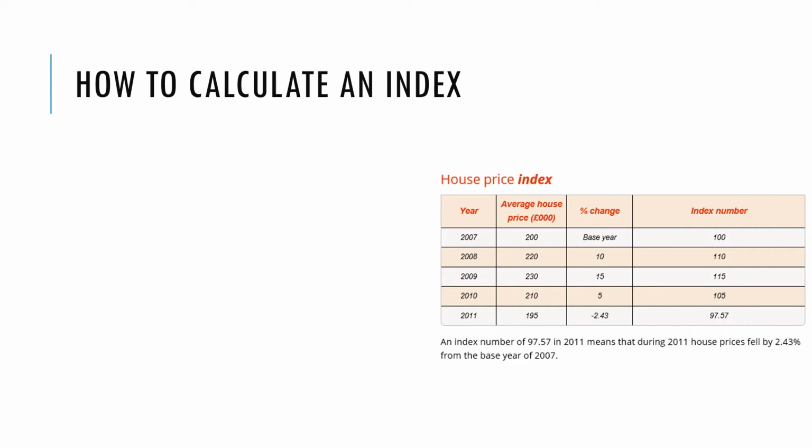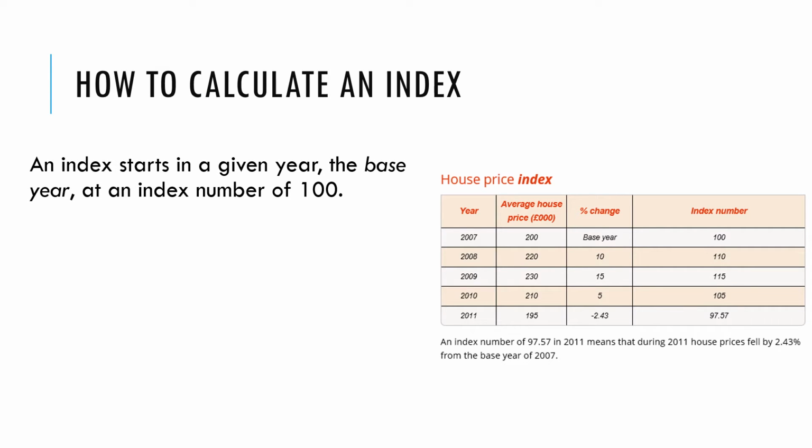Let's talk about how we calculate an index like that then. An index starts in a given year and that base year is set to 100. So for example, over on the right hand side here, we've got years, we've got the average house price in those years, and then we've got a house price index. So we're going to set our base year £200,000 price to 100. And then the following year, 2008, prices have gone up by £20,000. That's a 10% increase. So our index number would be 110. But by 2009, average house prices are £230,000. That's a 15% increase on the base year, so our index is 115.